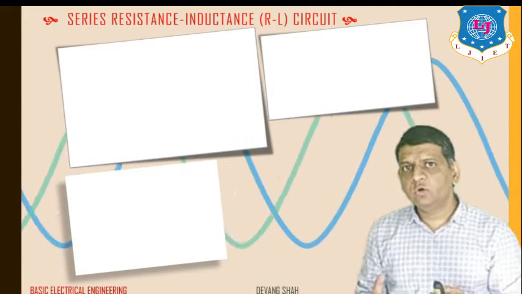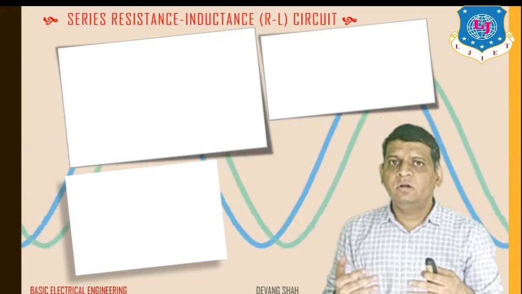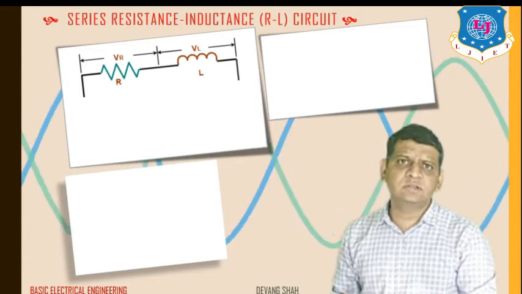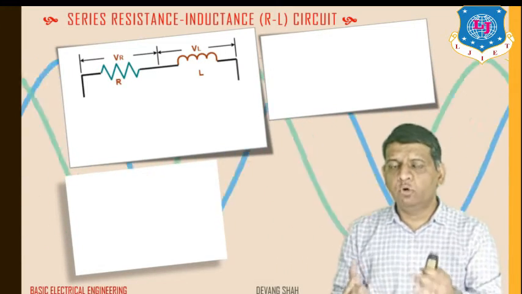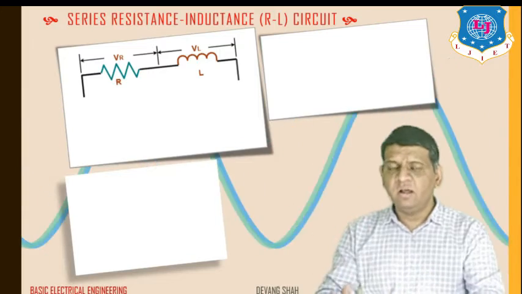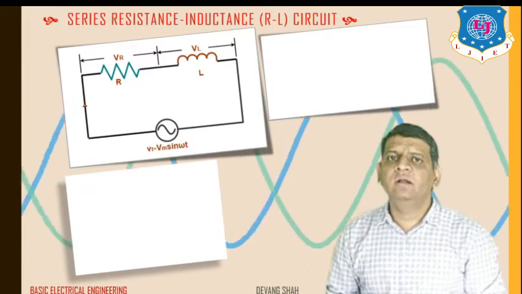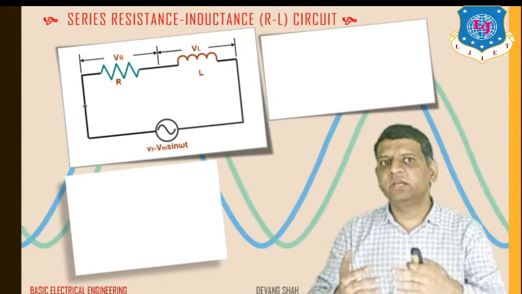Since here we are going to combine resistance and inductor in series, that is a little bit confusing. So let's first discuss the series combination of resistance and inductor. The voltage across the resistance is VR and the voltage across the inductor is VL, where we apply the AC sinusoidal signal v(t) equals Vm sin omega t.